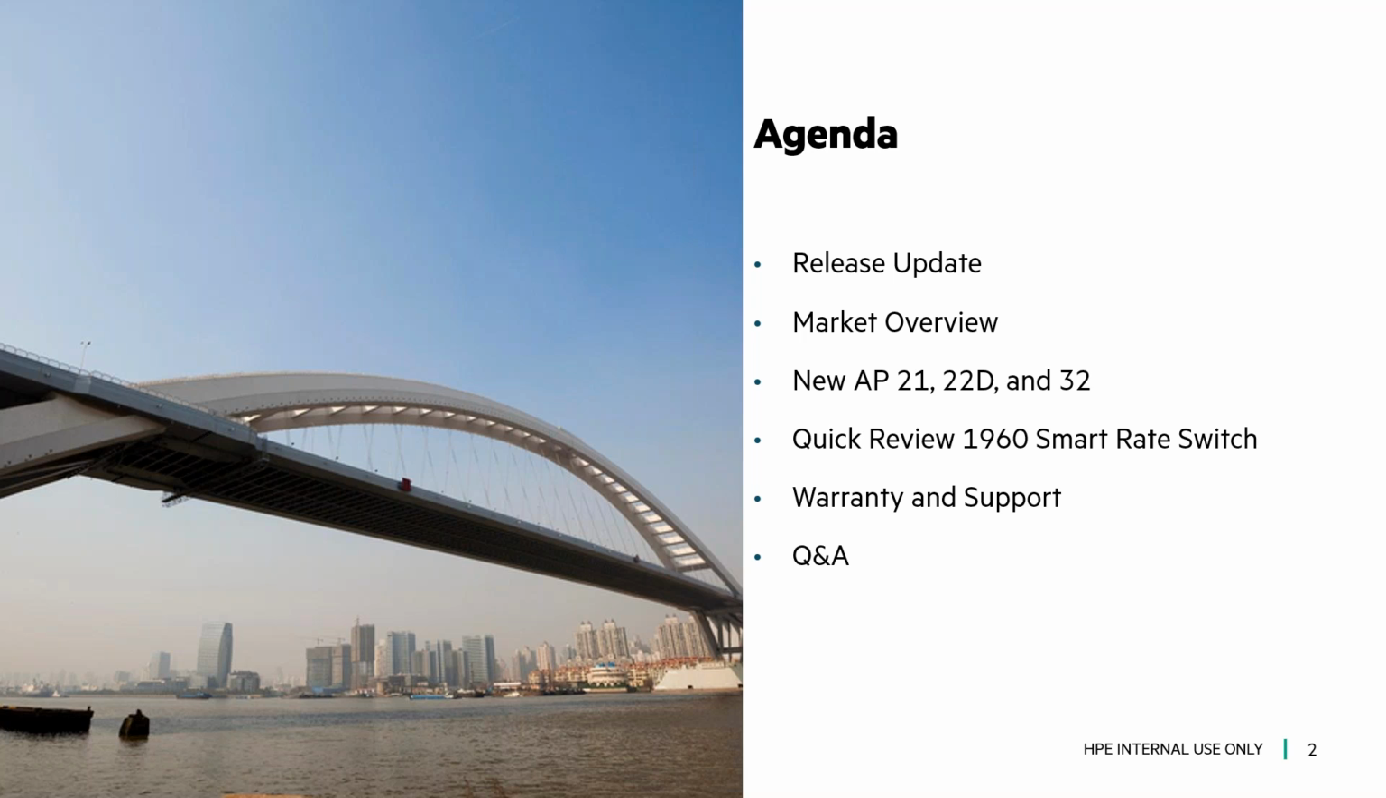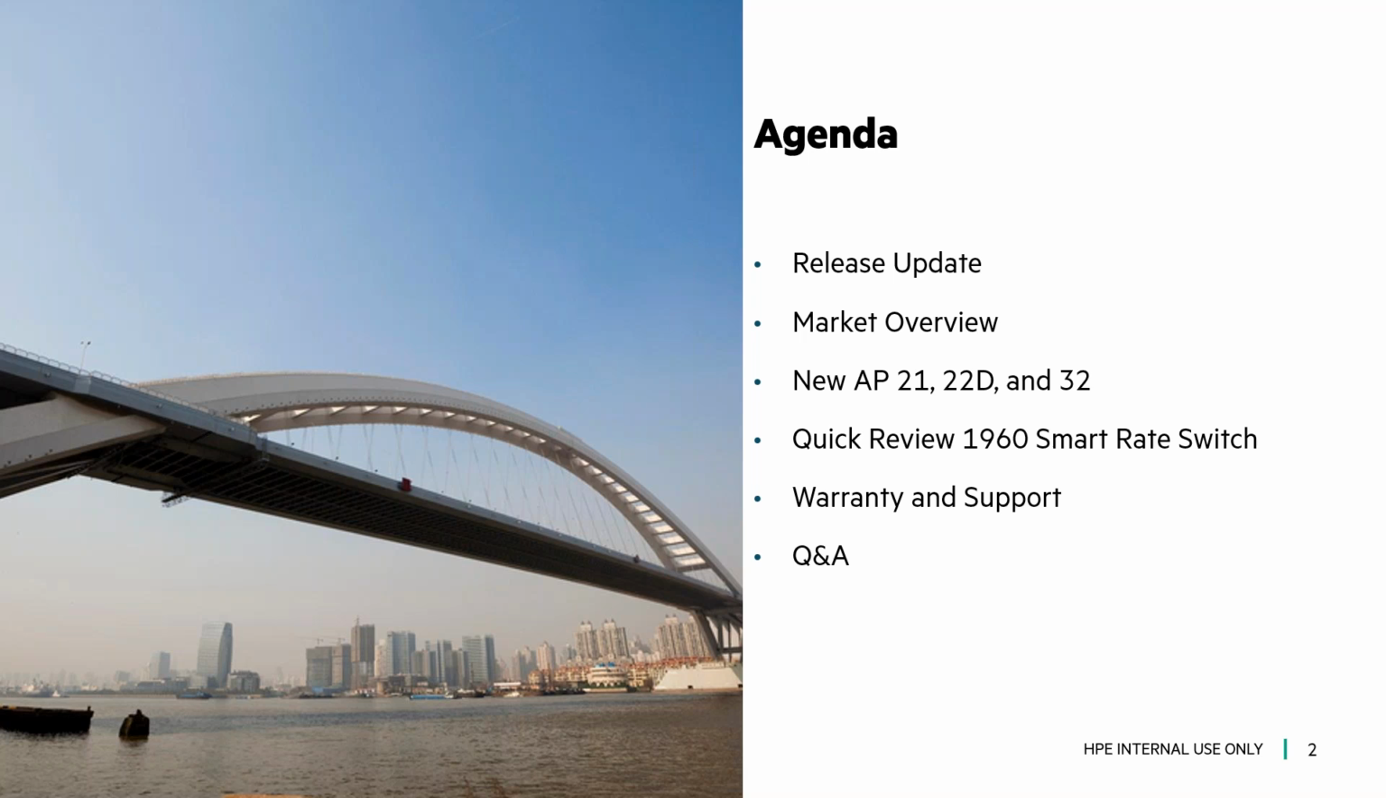And then I'm going to talk about some of the new products that we're bringing available with this new release of 2.9. One's the AP21. The AP22D, I actually spoke about last time. We did a relaunch of that. It got pulled back for a while. We're relaunching it, so I'll give you a quick refresher on that. And then we'll talk about our AP32. And then probably do another quick review on the 1960 Smart Rate switch.